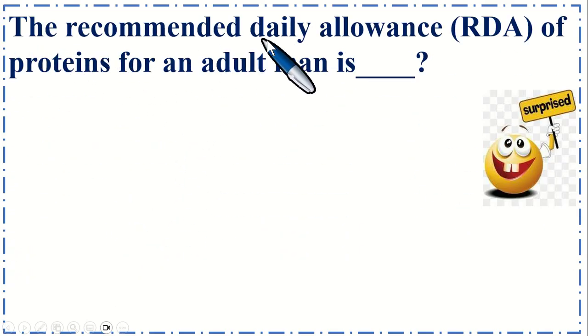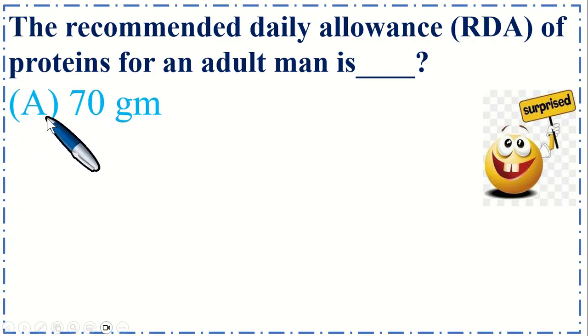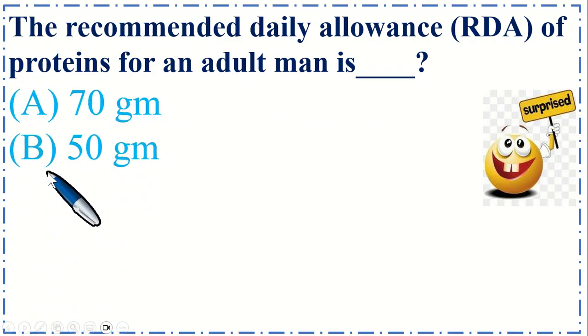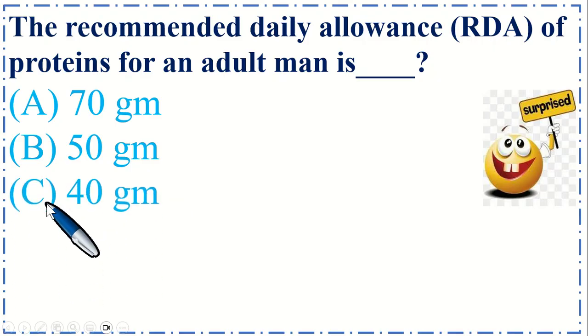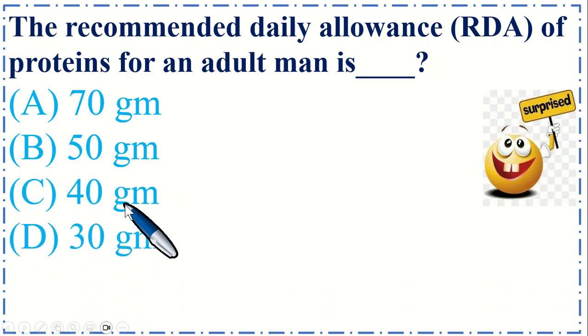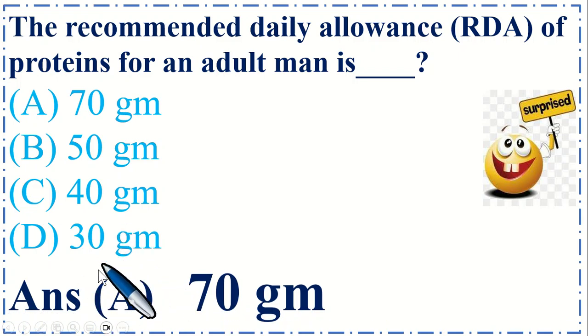The recommended daily allowance of protein for an adult man is dash. Option A, 70 gram. B, 50 gram. C, 40 gram. And option D, 30 gram. So the correct option is A, 70 gram.